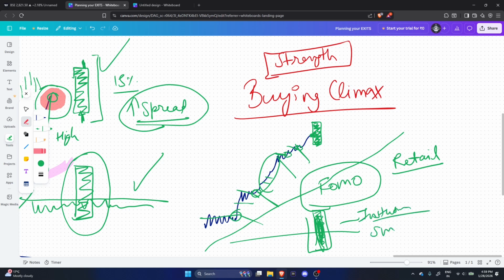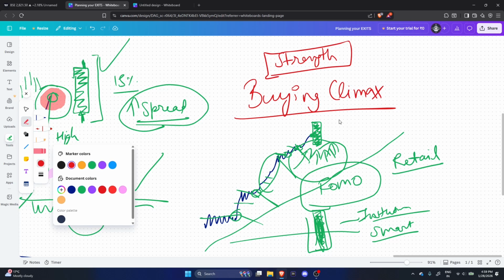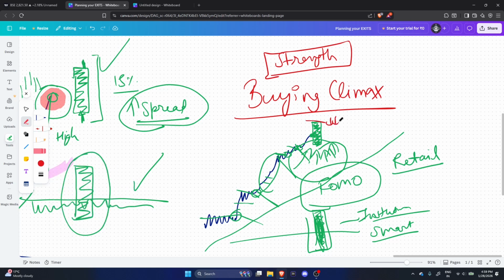But what is the smart money doing here? All of this buying coming in from these FOMO traders, retailers, all of this buying volume is getting absorbed by the smart money. Because smart money have big pockets, big orders, big quantities, and they need a lot of liquidity to exit. That is why this whole big volume candle is printed.